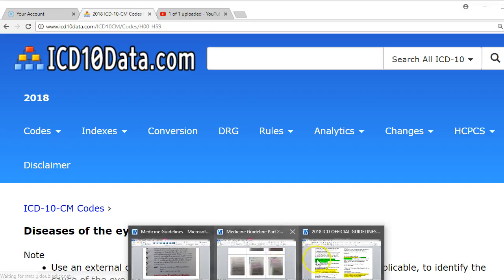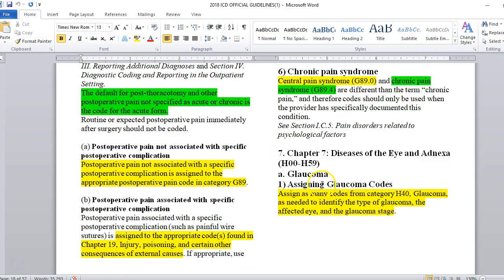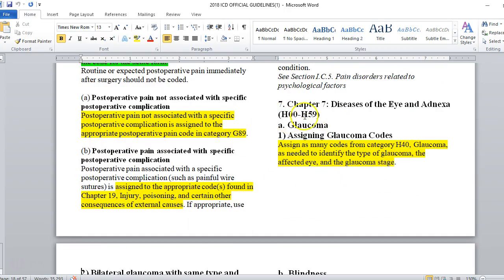So we're going to go to our next section of guidelines, which starts with H00 to H59. This is diseases of the eye and adnexa. So the first part of the H's are the eye, the second part of the H's are the ear. So all of our guidelines are based off of glaucoma and blindness.